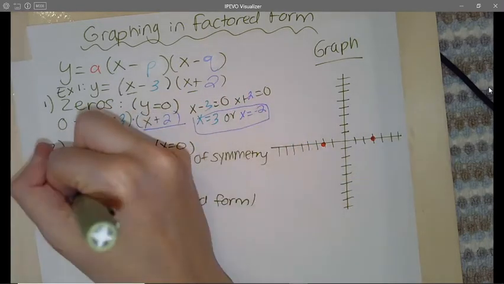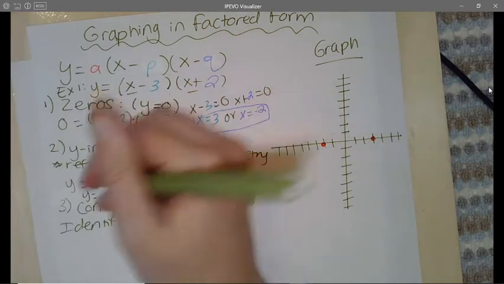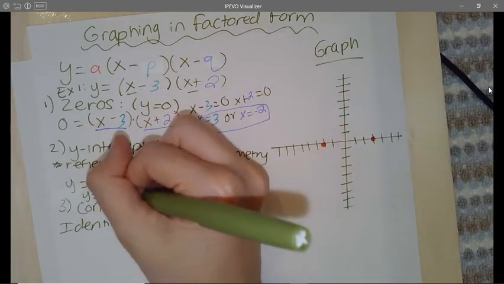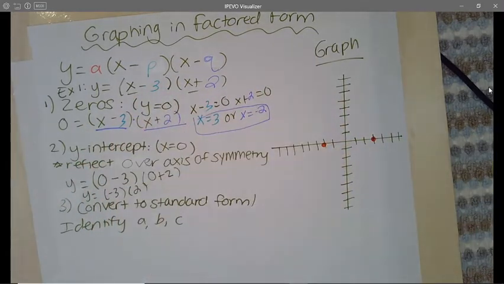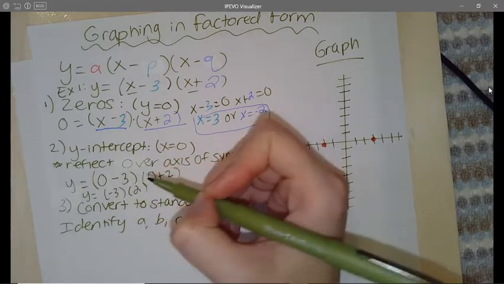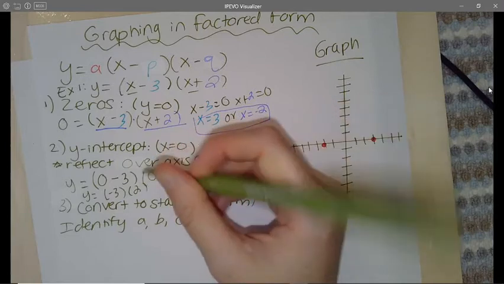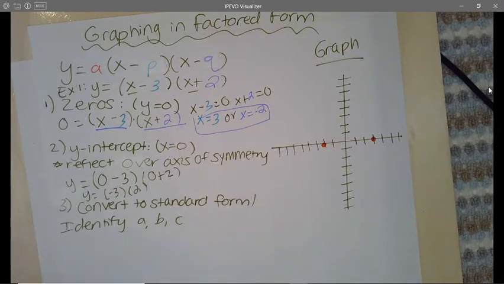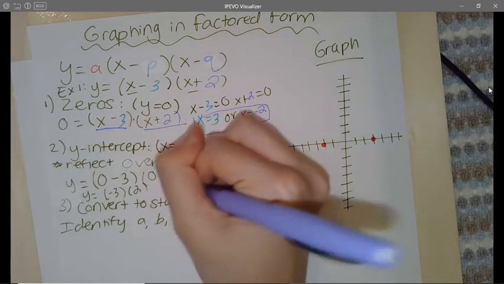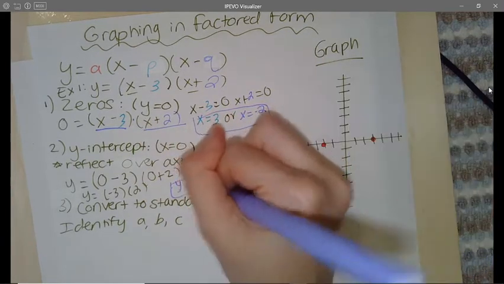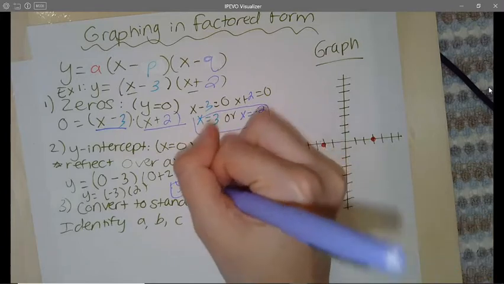So I've made each of these x's 0, and now we're simply going to solve. I have y equals, well, 0 minus 3 is negative 3, and 0 plus 2 is 2. And guys, when you have two parentheses side by side, it means you multiply. So now I have negative 3 times 2, so my y-intercept is negative 3 times 2, which is negative 6. So y equals negative 6, or you could write it as a point.